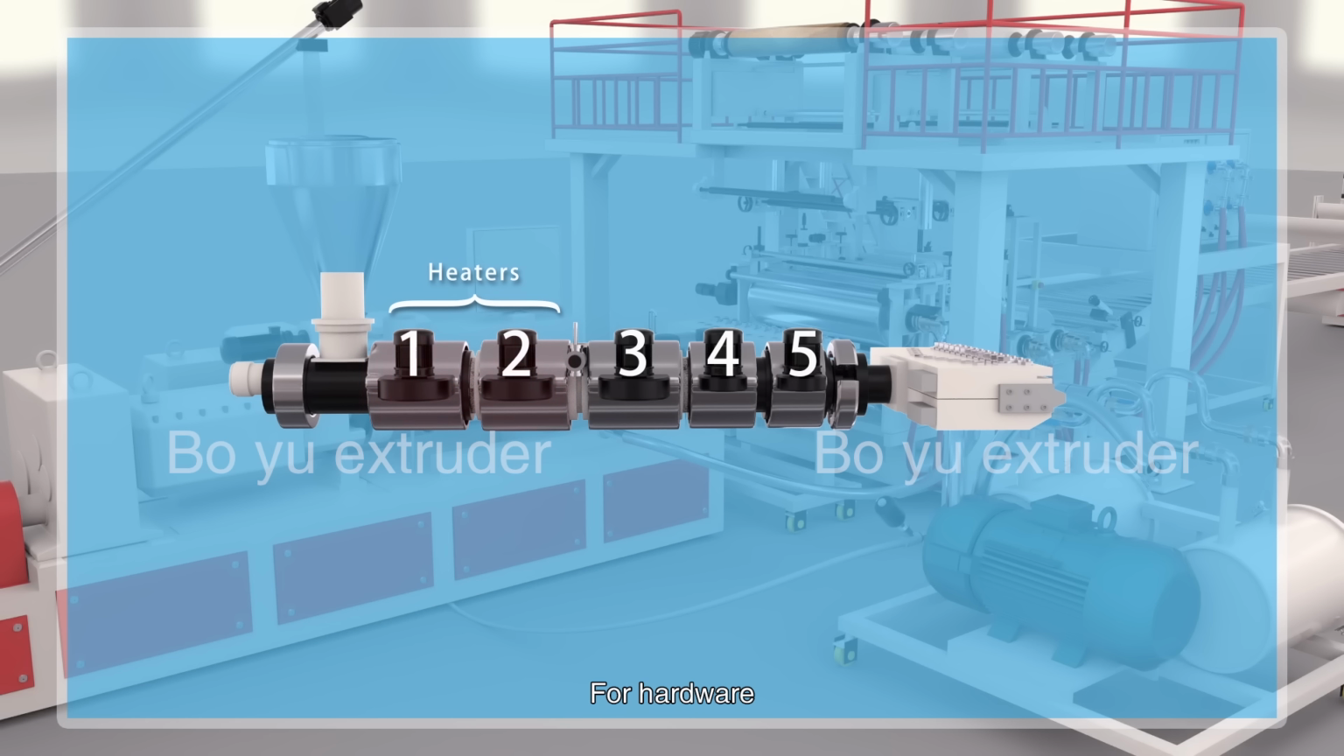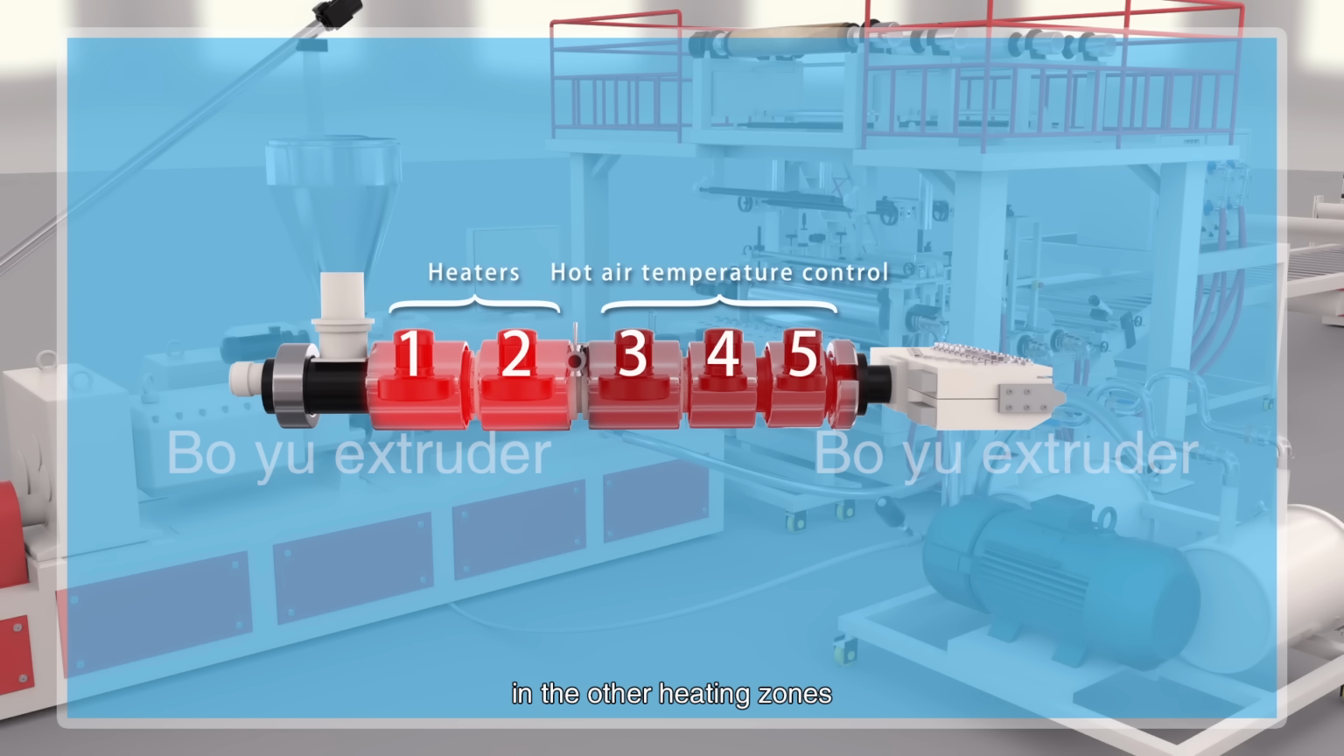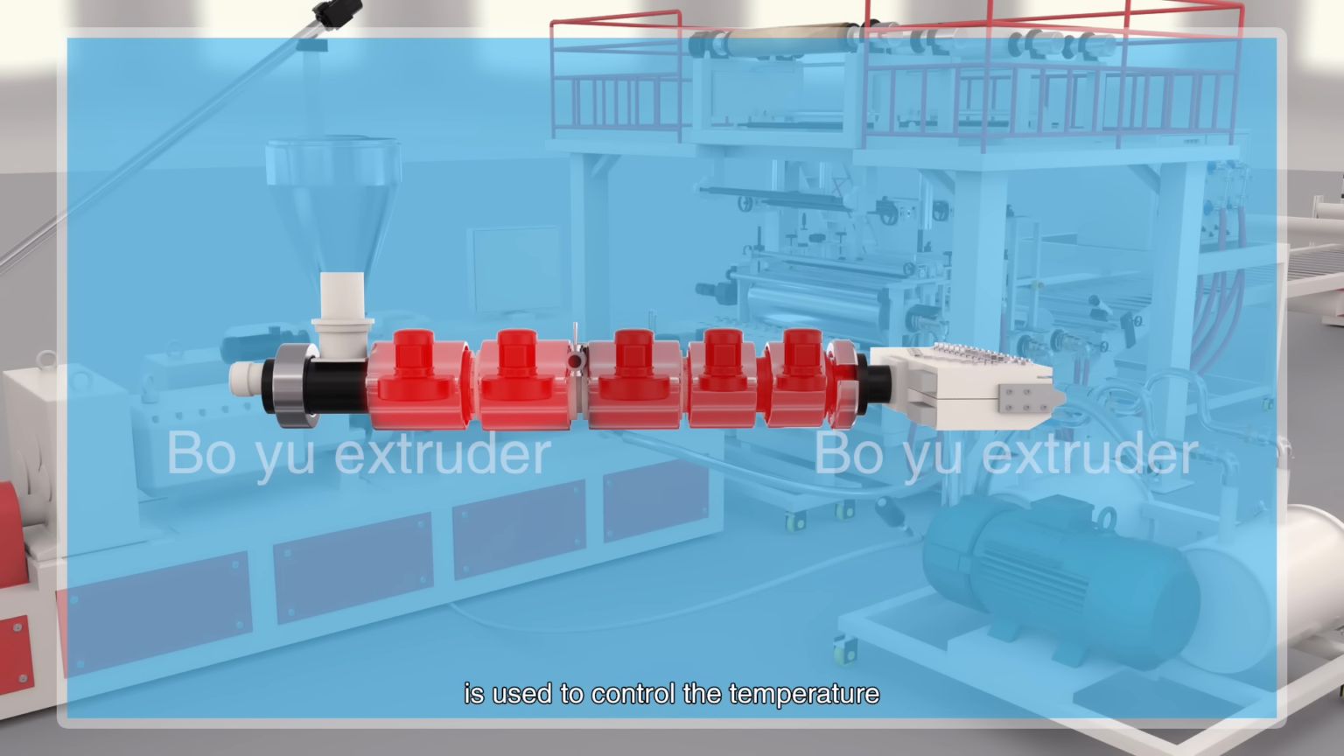For hardware, Zone 1 and Zone 2 adopt heating coils. In the other heating zones, cast aluminum heating coils plus a radiator fan are used to control the temperature. For software, a temperature control module plus relay board is used to complete the heating or heat dissipation output, which combines with higher precision thermocouples for the temperature measurement, so as to realize precise control of the temperature.